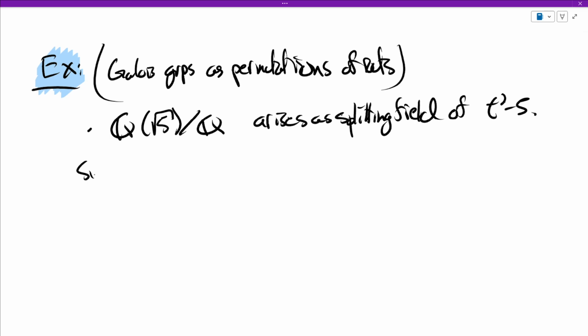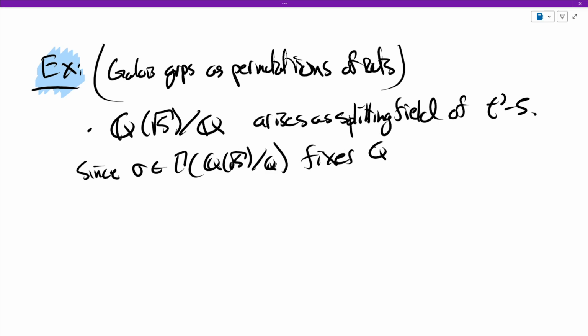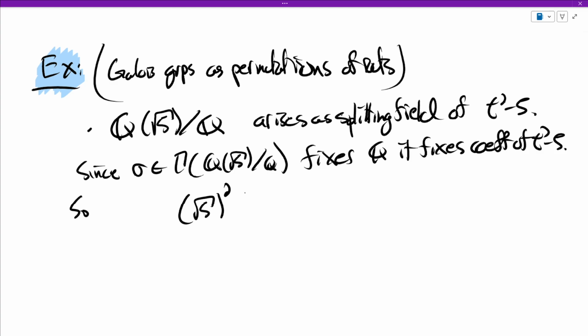Now, since elements of the Galois group, so sigma in the Galois group of Q adjoining root 5 over Q, since this sigma fixes Q, it fixes the coefficients of t squared minus 5. So we know that when we plug in root 5, squared minus 5, we get 0.